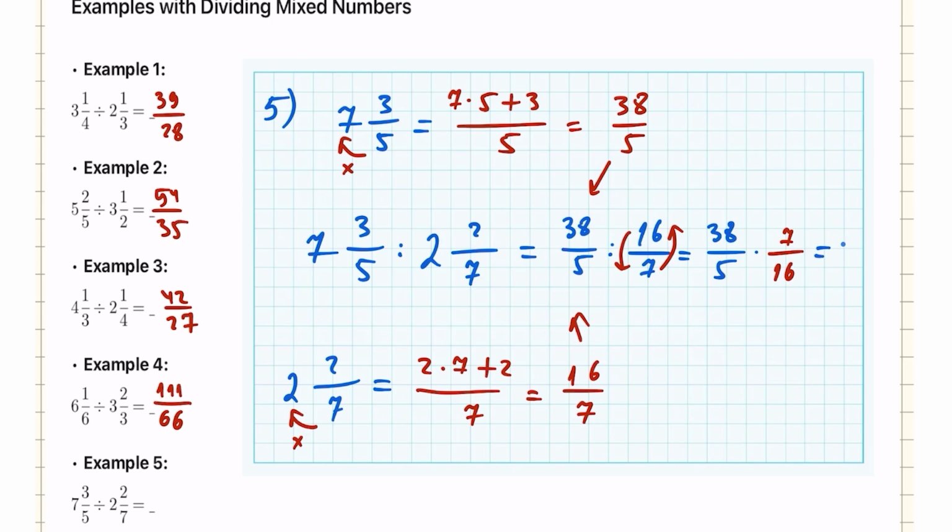And now we need to multiply normally. This is equal to multiply. And we will get 7 times 38, which will be 266 over 80. And that's the answer.